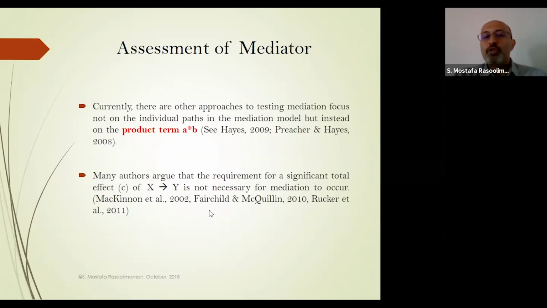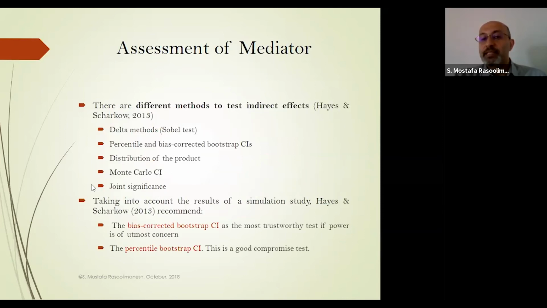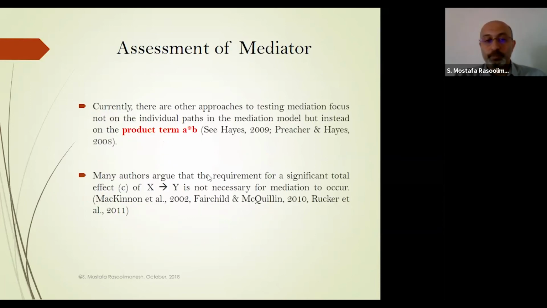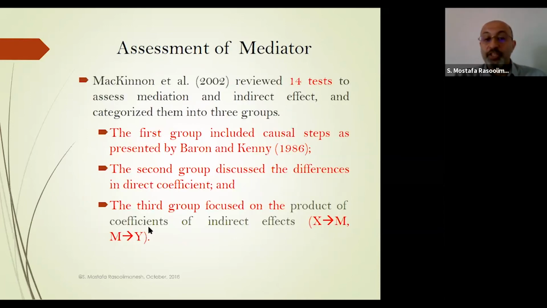But for assessment of the product of coefficient or indirect effect, we have many different tests. You can find the delta test groups, percentile and bias corrected bootstrap confidence interval, distribution of the product, and some other tests under the third group. So under this group we also have different tests.